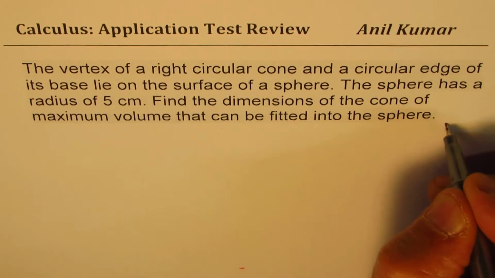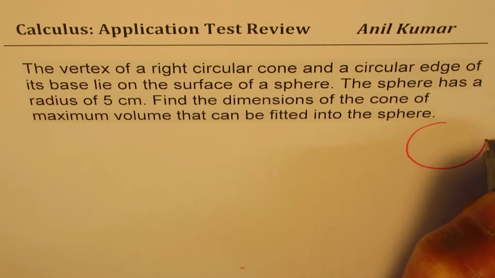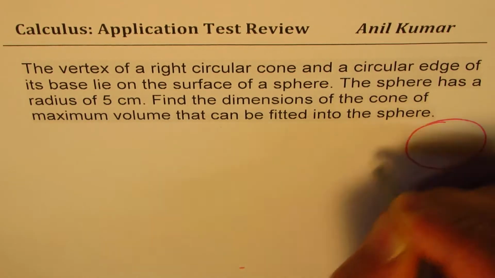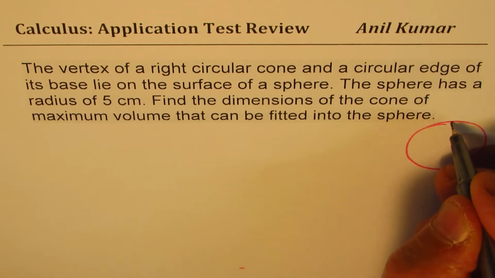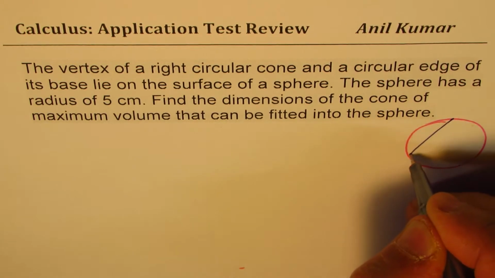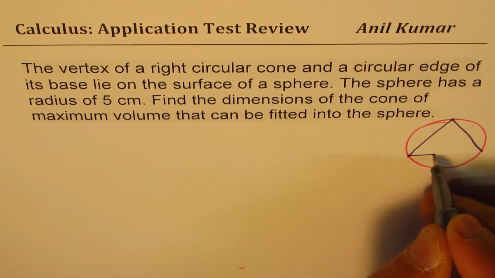So let's say the circle represents a sphere, and within this circle, which is a sphere for us, in cross section, we'll consider a cone. So the cone will look like a triangle, right? When you're talking about a cross section, that is how it is going to look.